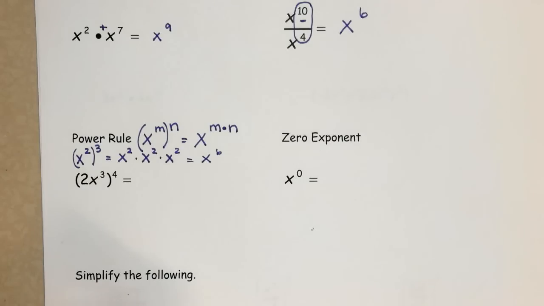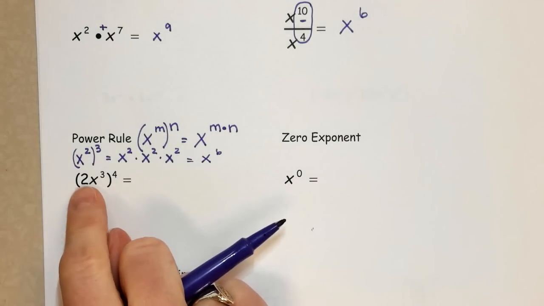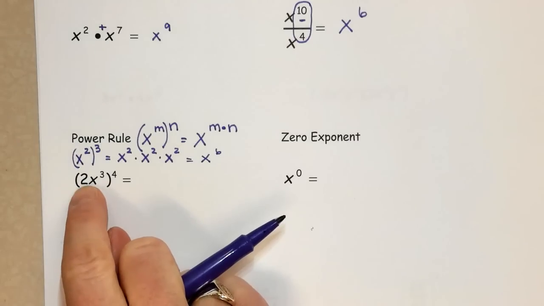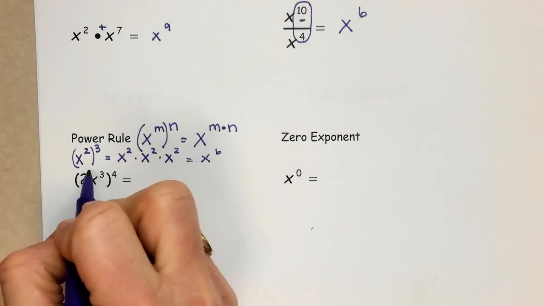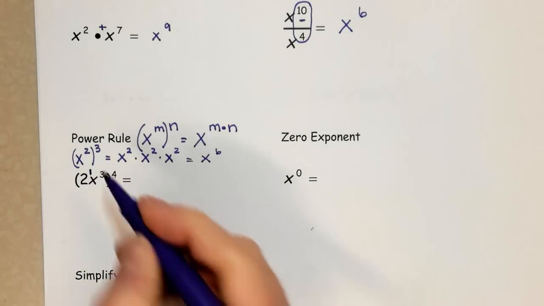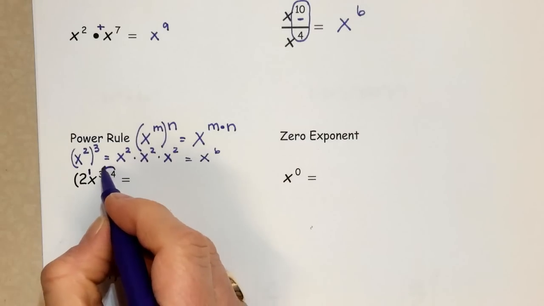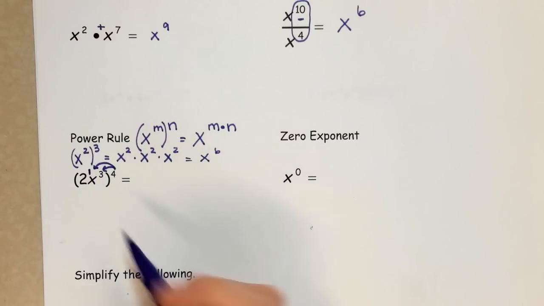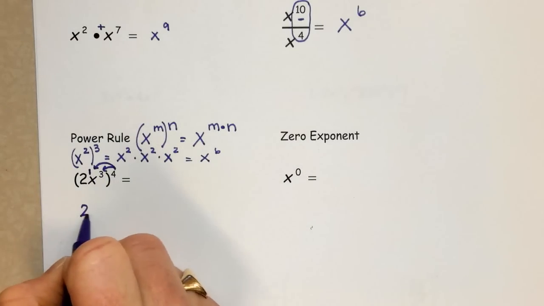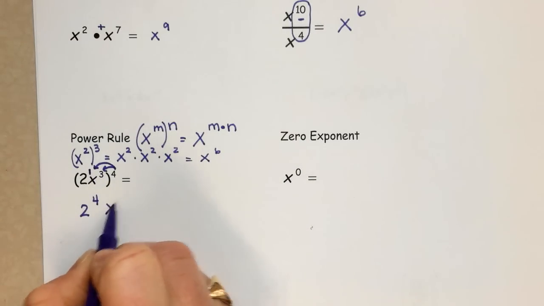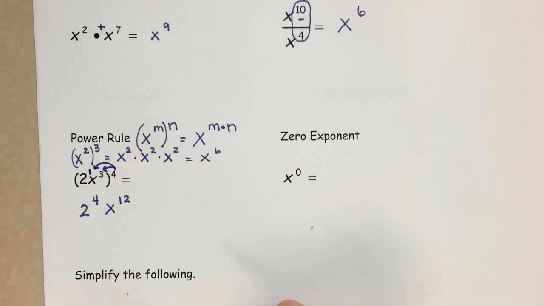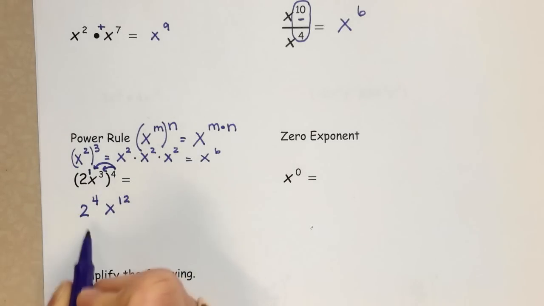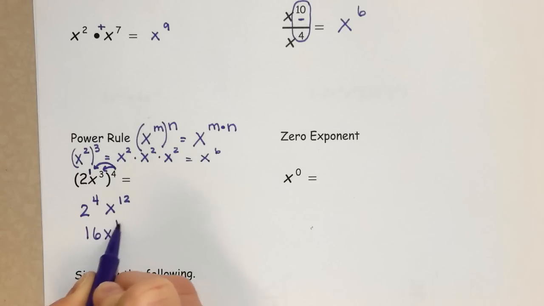This rule becomes more complicated when there are numbers inside, because it's easy to forget that that 2 has an exponent. That 2 has an invisible 1 exponent on it. So not only do I multiply the 3 and the 4, that's easy to remember, but I have to remember to multiply the 4 and the 1. So this becomes 2 to the 4th and x to the 12th. And then I can evaluate 2 times 2 times 2 times 2, 2 to the 4th, and get 16. So this would be 16 x to the 12th.